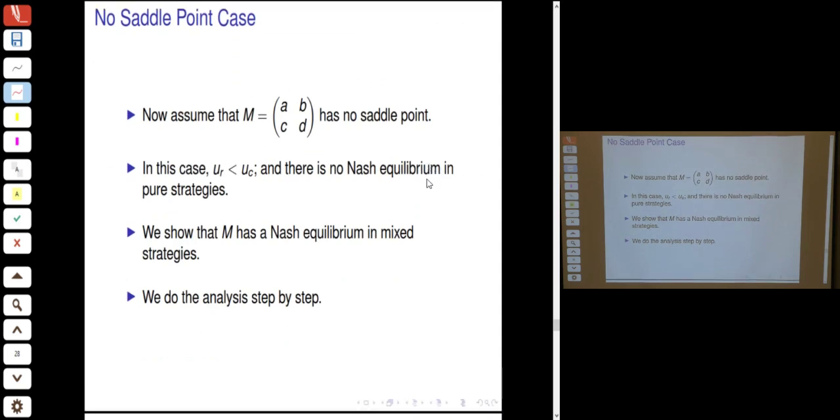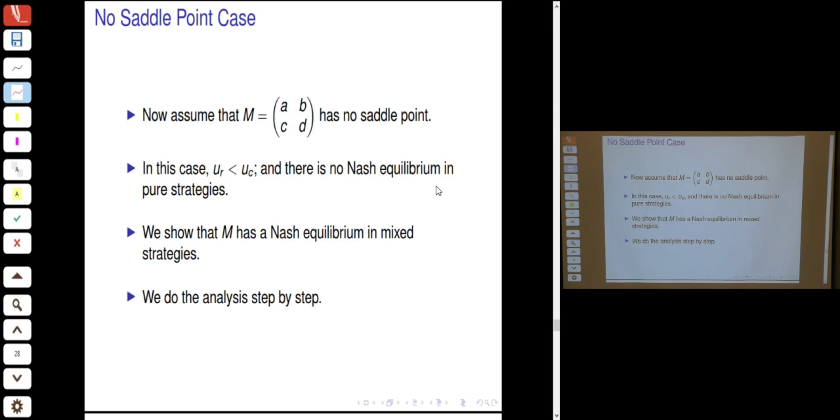So we have already seen that if there is a saddle point, then the saddle point is a Nash equilibrium. Now let us think of the situation where there is no saddle point. As we discussed at the beginning of the lecture, then we will look into the possibility of Nash equilibria in mixed strategies, not pure strategies. So let's see how that works.